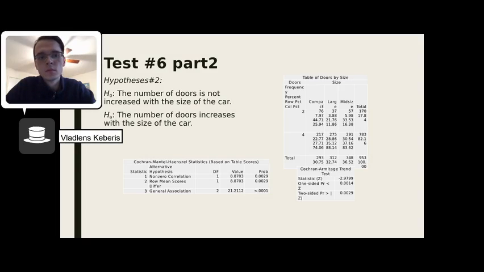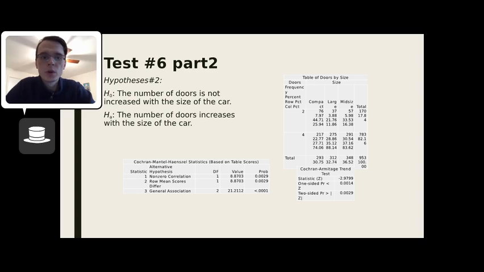The purpose of task 6 is to test the hypothesis. If the number of doors increases, will it cause the vehicle size also to increase? The variables used for this procedure: number of doors, vehicle size. Hypothesis: H0. The number of doors does not increase with the size of the car. HA. The number of doors increases with the size of the car.